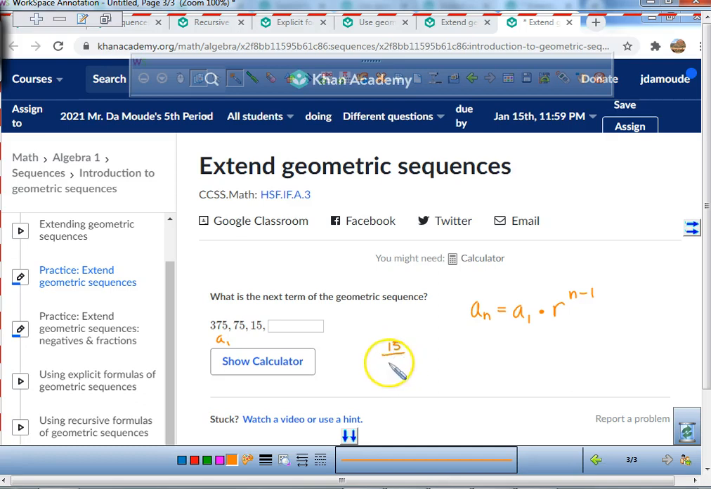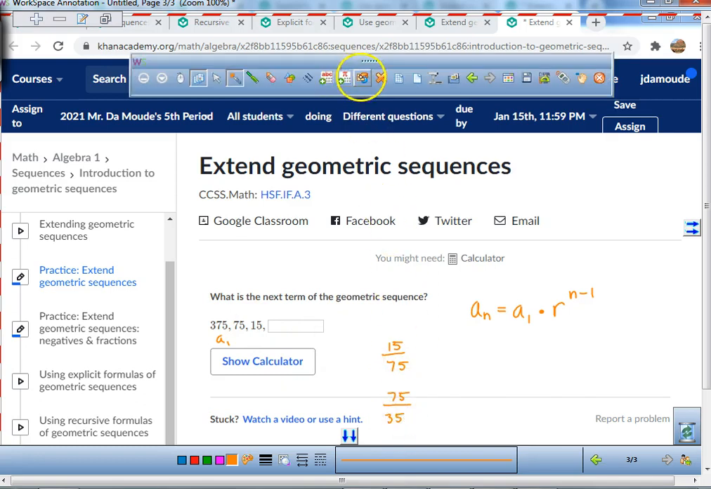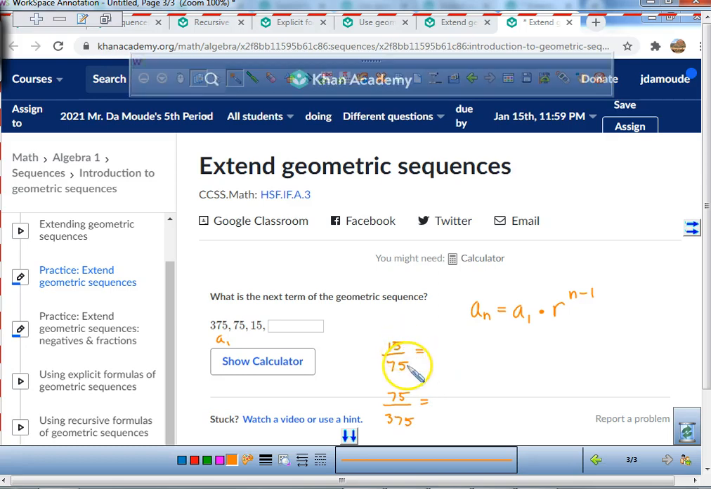So I'm just going to do 15 divided by 75. You could also take 75 divided by 375, sorry. And then you just reduce it. So let's think about this. What number goes into 15 and 75? I would say 5 goes into it. So I'm going to divide that by 5 and get 3, and divide that by 5 and get 15. Oh, 3 goes into 15 five times. So 1/5. Look at that. So it looks like my common ratio is 1/5.